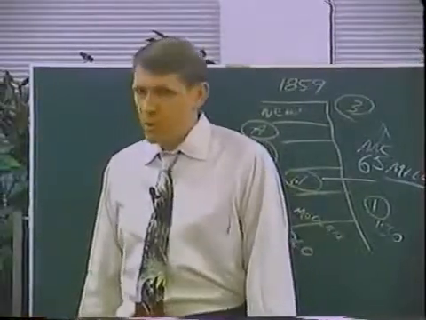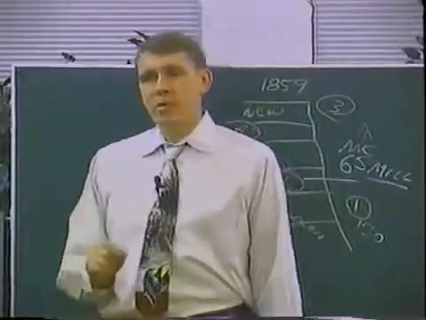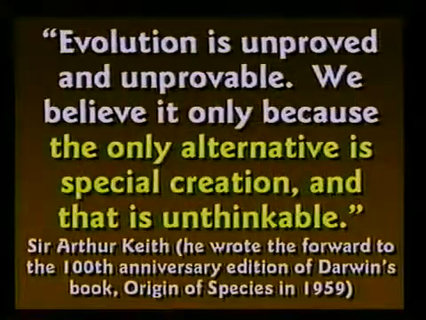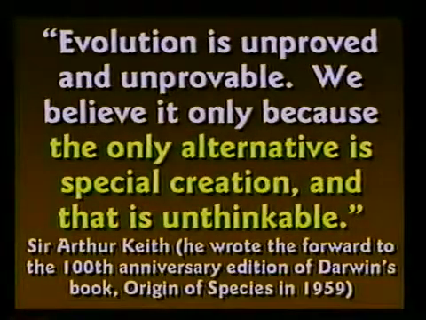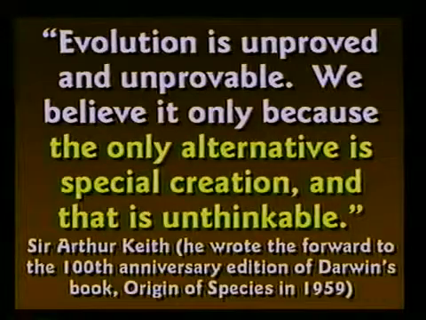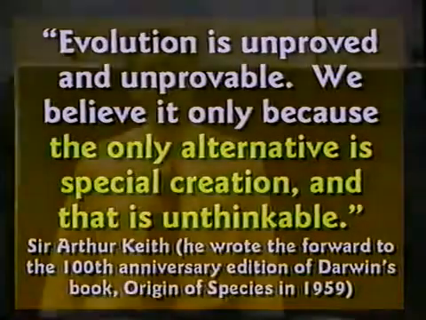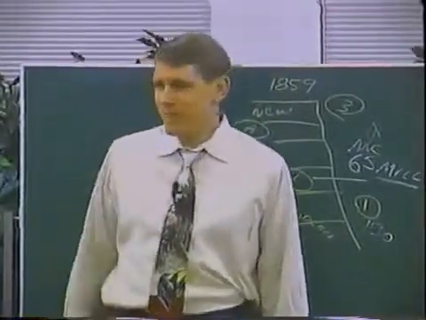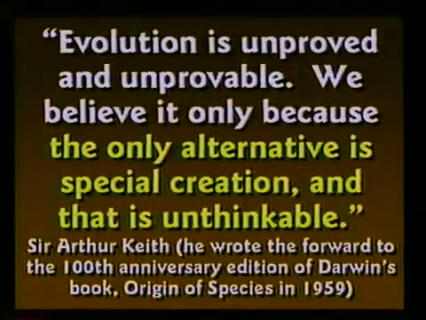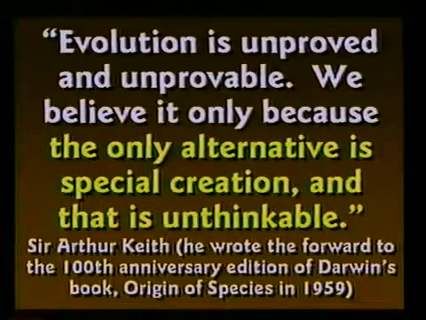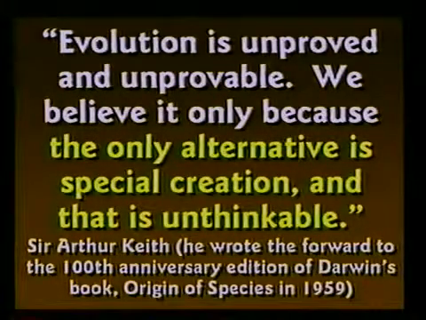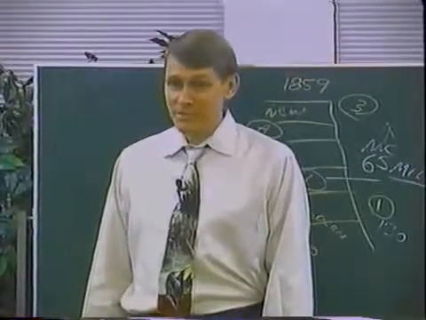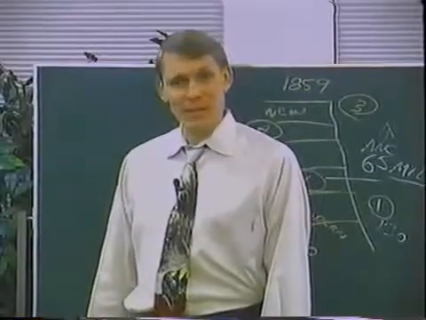Sir Arthur Keith strongly believed in evolution. He wrote the foreword to Darwin's book. They republished the book every once in a while. And when they republished it on the 100-year anniversary in 1959, which was a big deal, they said, Sir Arthur Keith, you're one of our favorite evolutionists of the day. We would like to honor you with the right to write the introduction to the book. Arthur Keith said, evolution is unproved and unprovable. We believe it because the only alternative is special creation, and that is unthinkable. In other words, you're not allowed to think about that. That's quite a confession. And they printed it in the front of Darwin's book when it was republished in 1959.